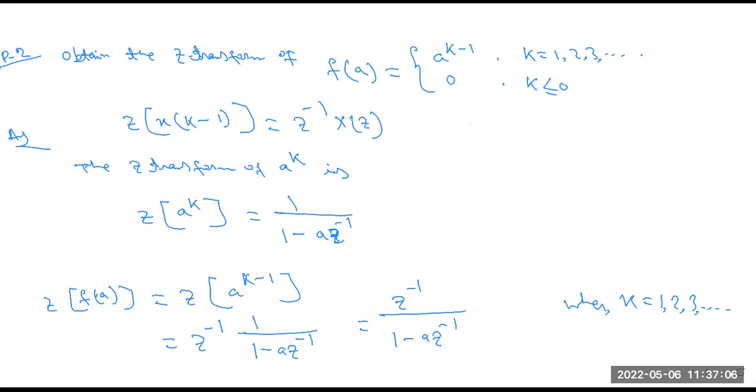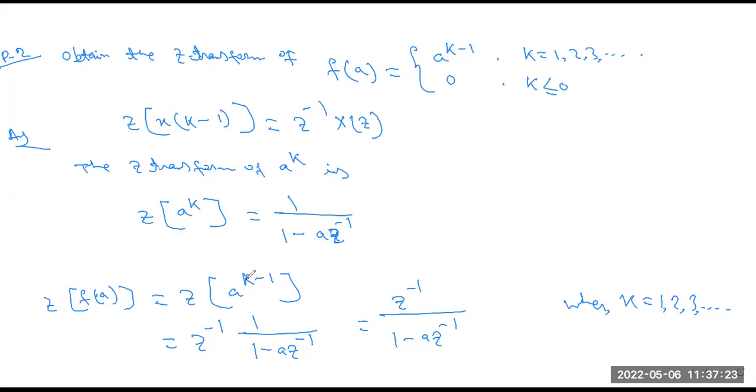So this is basically a simple problem. When k is equal to 1, that means 1 minus 1, that means a to the power 0. A to the power 0 means 1. So the answer is coming z inverse.